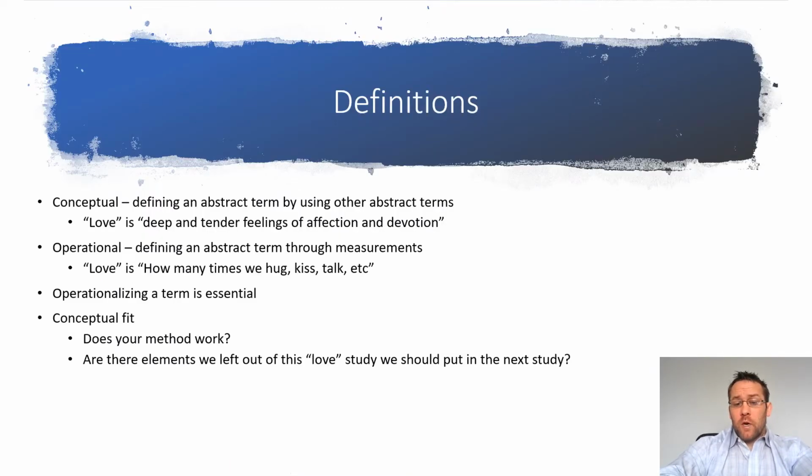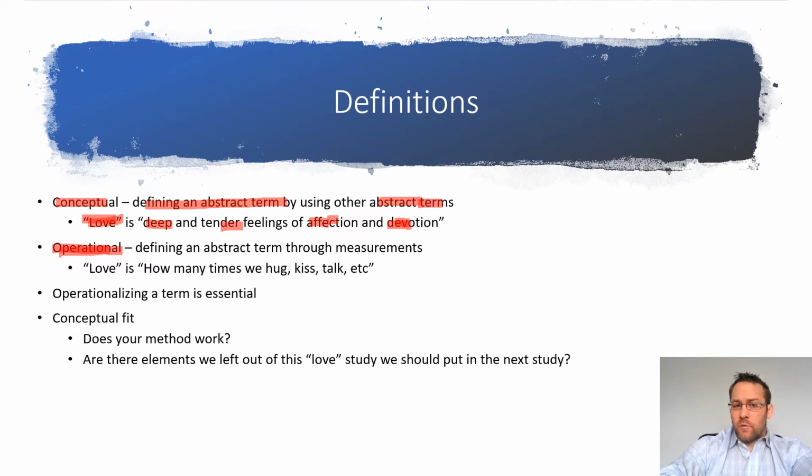First and foremost, we've talked about this idea of operationalizing. Conceptual is defining an abstract term using other abstract terms. So if you want to say something like love, it's a deep and tender feeling of affection and devotion. All these are abstract because they're not concrete. We can't measure them, like on a scale of 1 to 10, we can't directly measure them. So it's all conceptual. We try to define an abstract term like love using other abstract terms like affection and devotion.